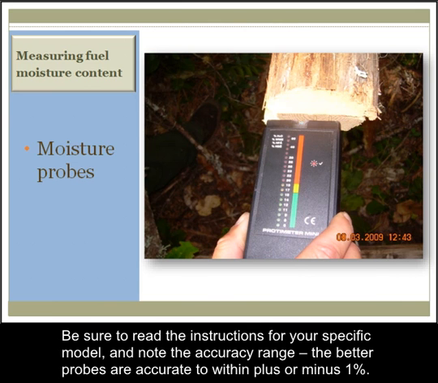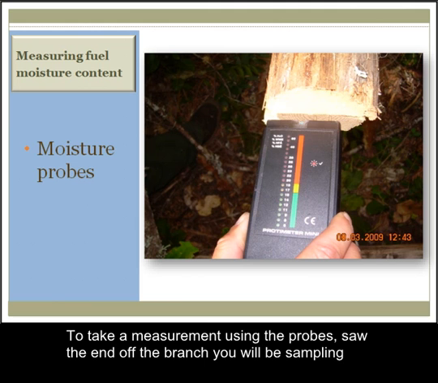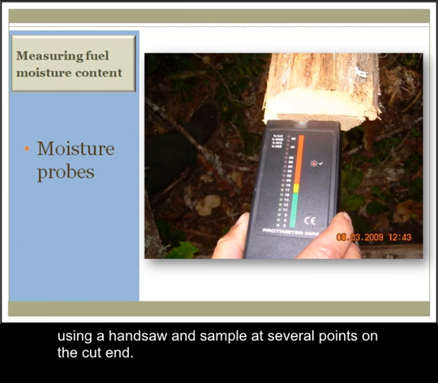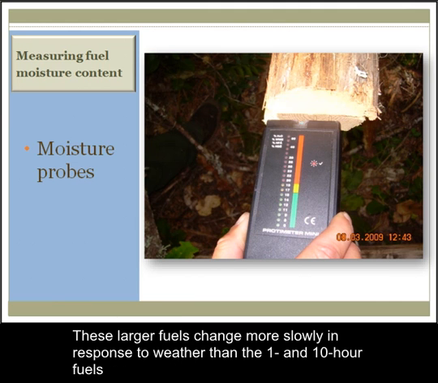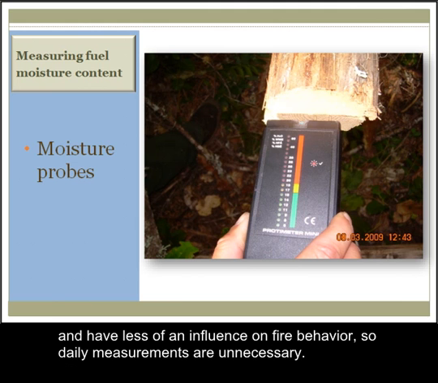Be sure to read the instructions for your specific model and note the accuracy range. The better probes are accurate to within plus or minus 1%. To take a measurement using the probes, saw the end off the branch you will be sampling using a hand saw and sample at several points in the cut end. Document whether your readings were from the surface, the outer edge of the cut end, or the center of the cut end. The larger fuels change more slowly in response to weather than the 1-hour and 10-hour fuels and have less of an influence on fire behavior, so daily measurements are unnecessary.